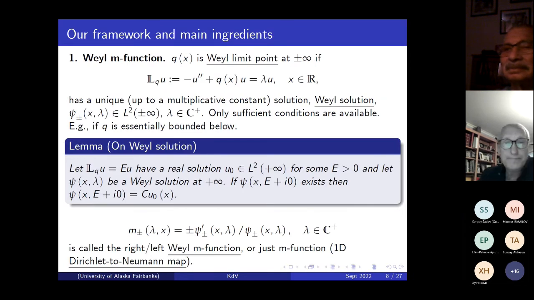And now, let me introduce the main ingredients. I'm not sure I will have time to go over proofs, but at least I'm going to discuss the main ingredients. The order of those ingredients is not essential. The Weyl M function, the Weyl solution and the Weyl M function are important in my consideration.